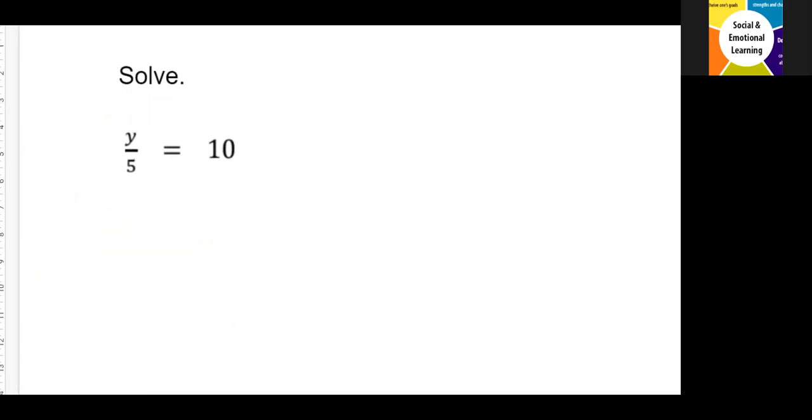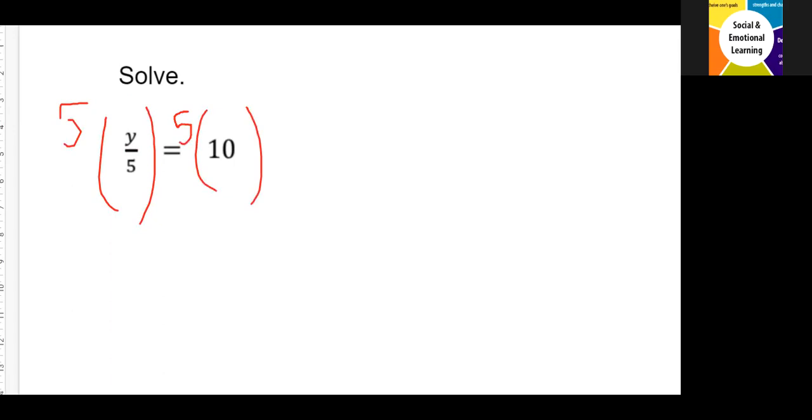Okay, look at this situation. Now I want to be able to solve for y. The variable I'm using this time is a y. I have to undo what's happening to y. It's being divided by the number 5. What's the opposite operation to division? Multiplication. Nice, good. In order to undo the division, I have to multiply both sides by 5.